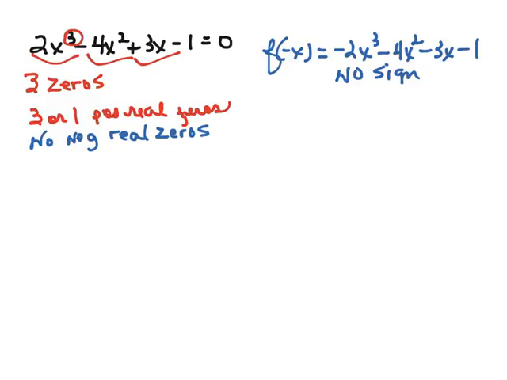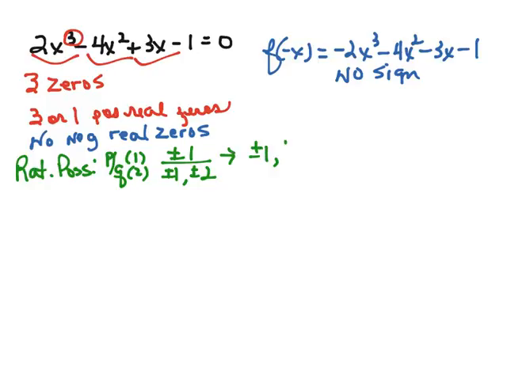So if we use our rational zero test, our rational possibilities are going to be of the form p over q, where p is a factor of 1, so that's plus or minus 1, and q is a factor of 2, so that's plus or minus 1 or plus or minus 2. So our possibilities are plus or minus 1 and plus or minus 1/2. So then let's synthetically divide and use the factor theorem to see if we can get the factorization.